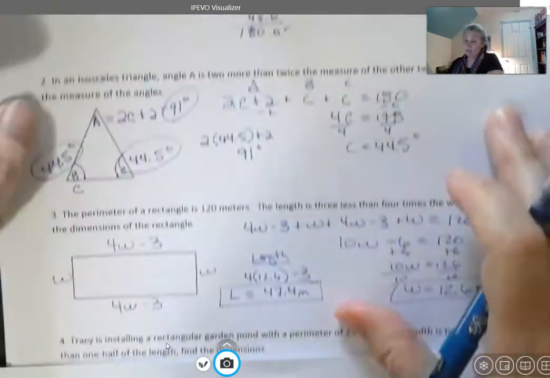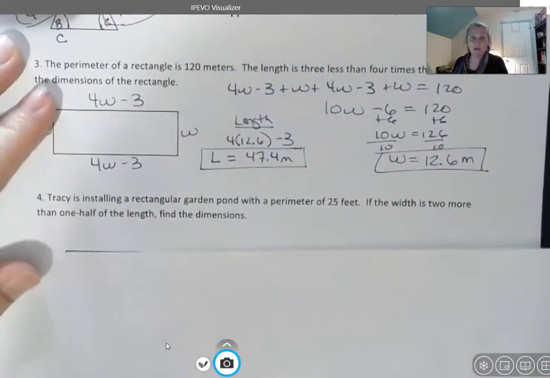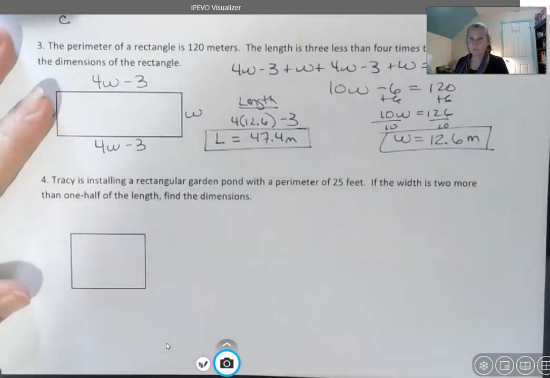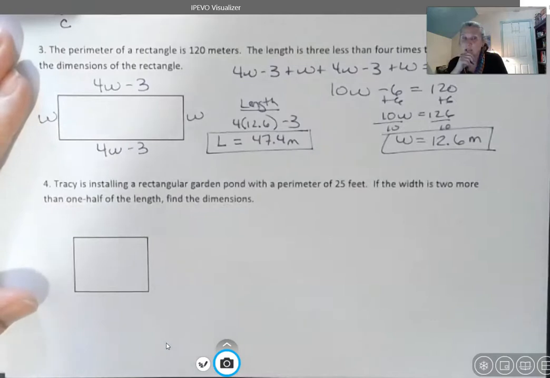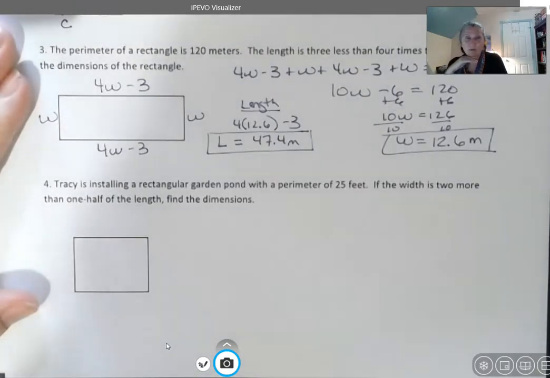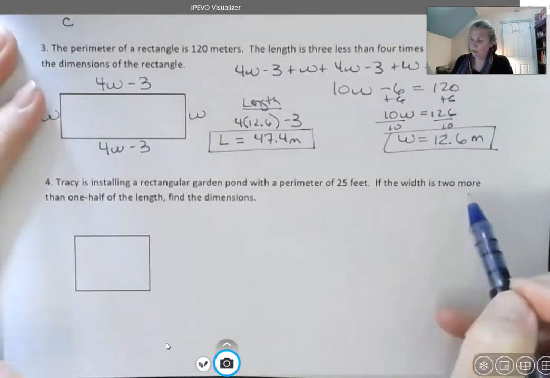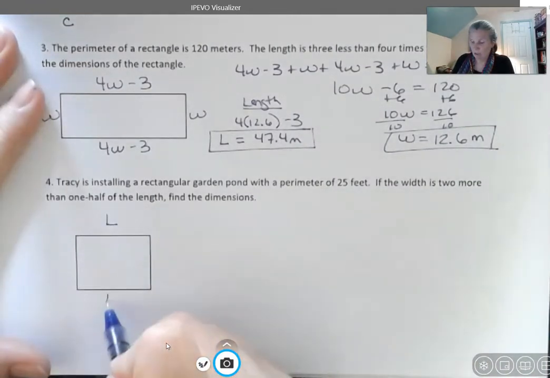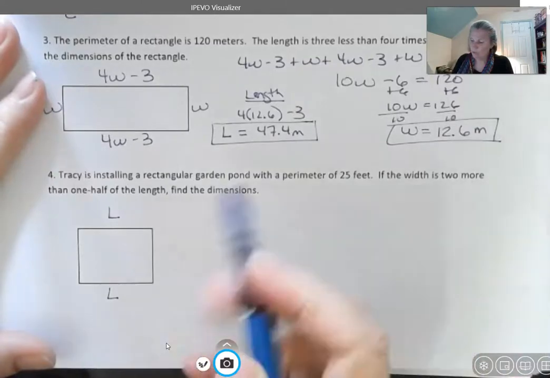Okay, very similar problem for the last one here. Tracy is installing a rectangular garden pond with a perimeter of 25 feet. If the width is 2 more than half the length, find the dimensions. Once again, add up the 4 sides to get the perimeter. So that part's not a problem. We just have to describe our 4 sides. In this case, the width is 2 more than half the length. So the length is our base variable, and we're going to use that to describe the width. And the width is 2 more than half of the length.